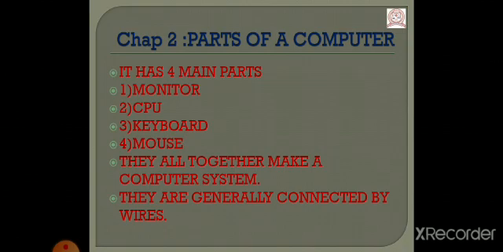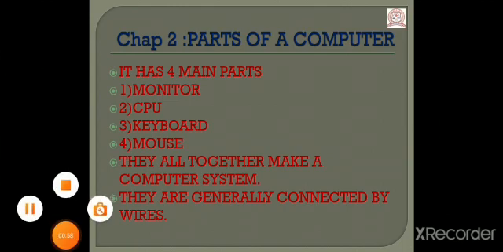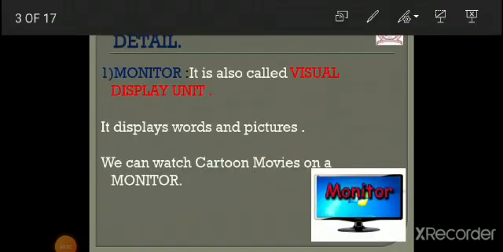So, children, all of you know that a computer has four main parts: monitor, CPU, keyboard, and mouse. All of these parts together make a computer system. All these parts are generally connected by wires to make them work. Children, let us study all these parts in detail.